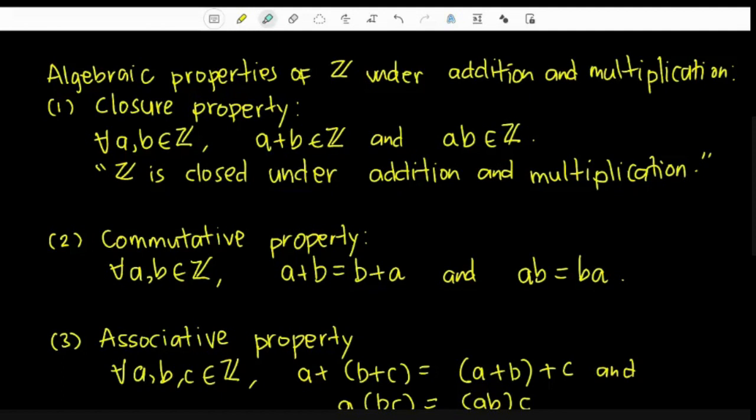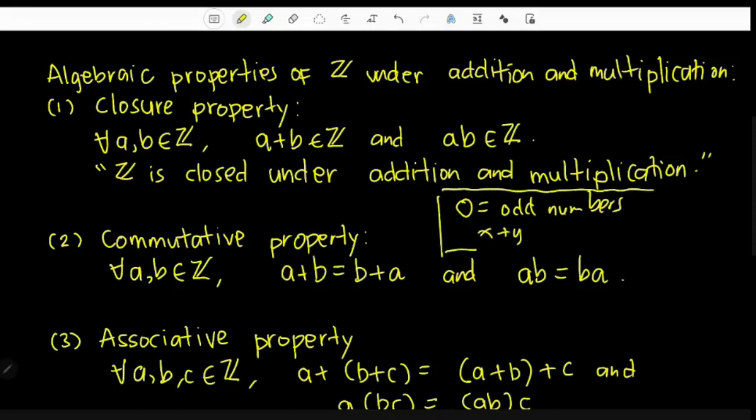A subset of the set of integers may or may not be closed under the operations addition and multiplication. For example, let's take O to be the odd numbers. You will see that if you get two odd numbers, the sum is not an odd number. For product, yes, the product is an odd number. So we say that the odd numbers are closed under multiplication, but not closed under addition, because when you add two odd numbers, the result is an even integer. So that's what we mean by the closure property.